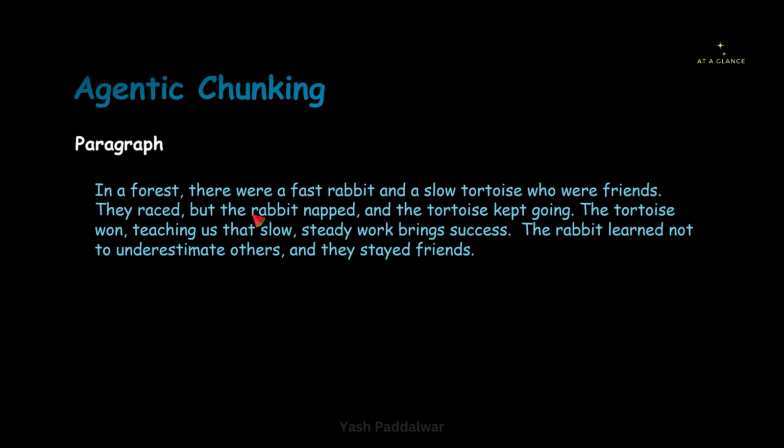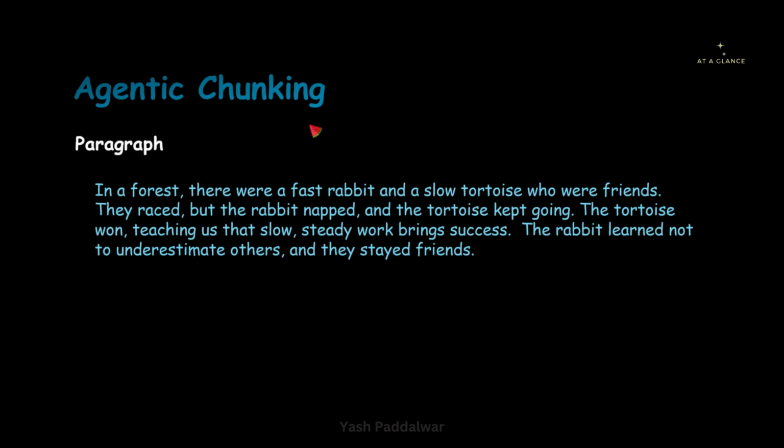If you separate this sentence from the previous one, then it's difficult for the machine to identify whom we are addressing. So this second statement is not a proposition. Here it is not an independent statement through which we can get the idea about the completeness of the statement. Similarly, if you look at the last statement, "the rabbit learned not to underestimate others and they stayed friends." Over here also we can see a pronoun is used. "They stayed friends." If this particular statement becomes independent from the previous statements, then we cannot understand whom it is addressing. So these are not propositions. These are not independent statements. These are not complete statements.